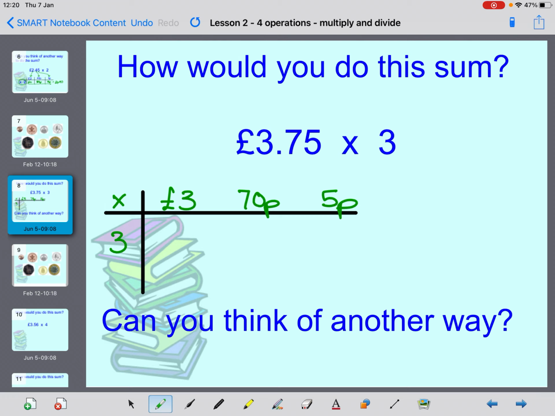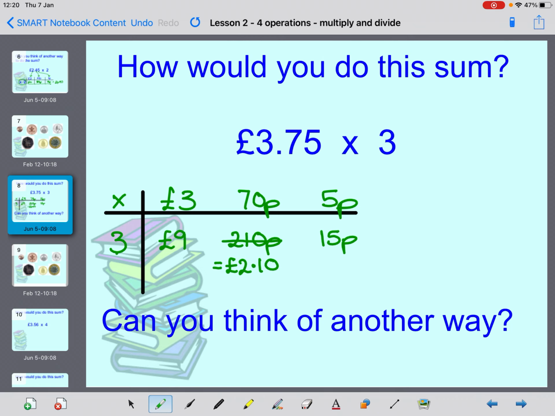Okay, you can see how I'm setting my sum up here. I'm setting mine out in the grid method here. So I'm going to do 3 times 3 makes £9. 3 times 7 is 21. So 3 times 70 would be 210. 3 times 5 is 15p. Just looking back at this one and I'm thinking 210p, that is £2.10. Okay, so I'm going to use £2.10 instead of thinking about that.